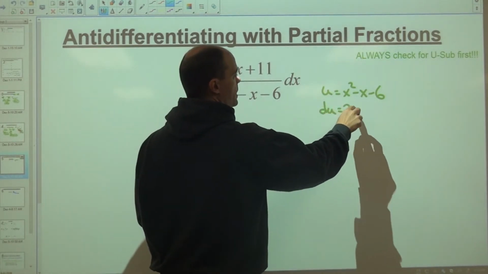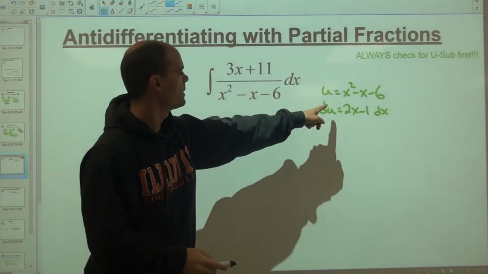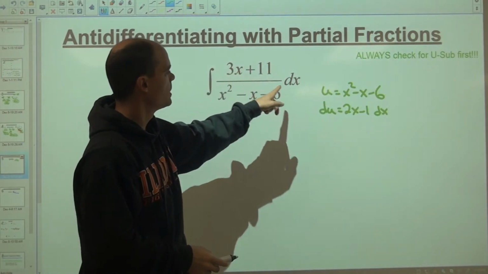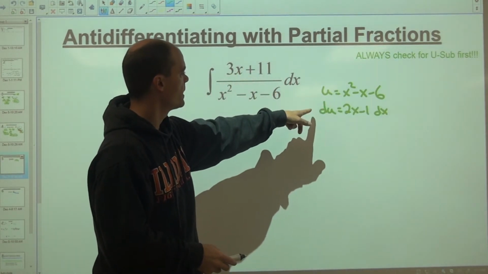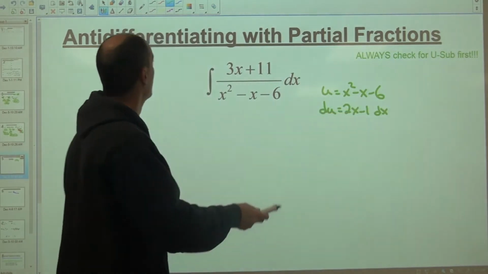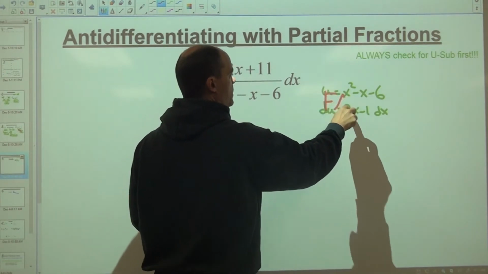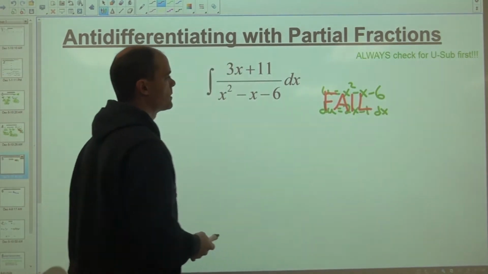So I end up with 2x minus 1. And can I make that happen by multiplying by something? 3 halves would give me 3, but then it would give me 3 halves here. Okay, no. So this is a fail, but I checked it. At least I went through the motions and checked it.